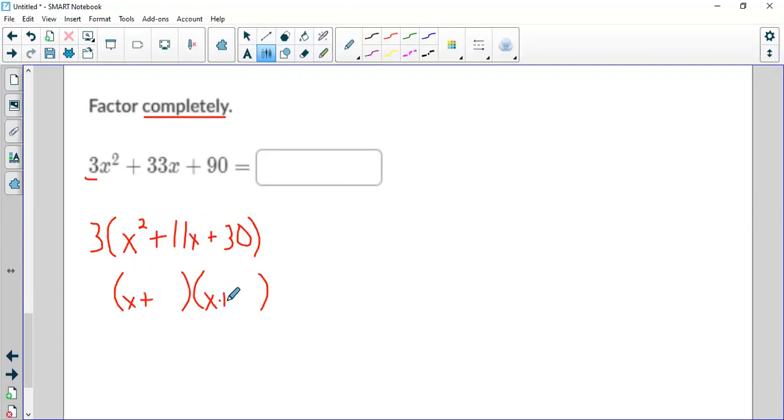And factors of 30 that add to make 11 are 5 and 6. 5 times 6 is 30. 5 plus 6 is 11. The greatest common factor just comes down. So now my final answer is the greatest common factor that had the original trinomial, and then the 2 binomials that I broke down the remaining trinomial into.